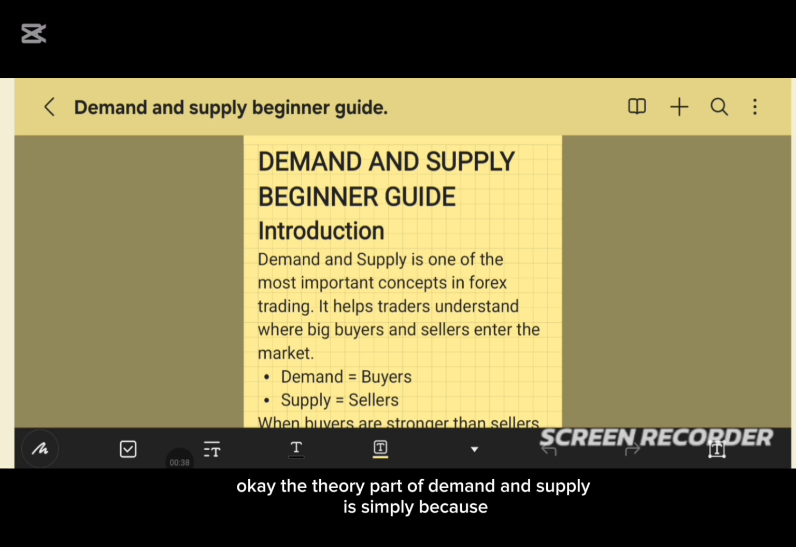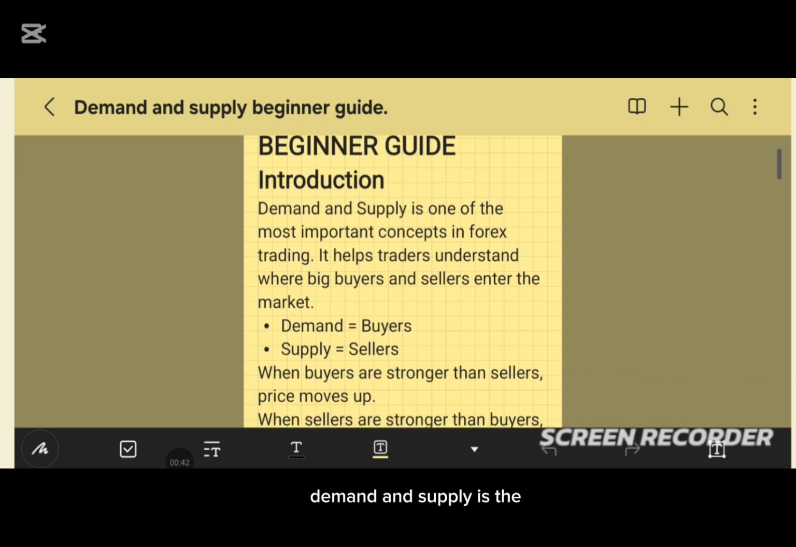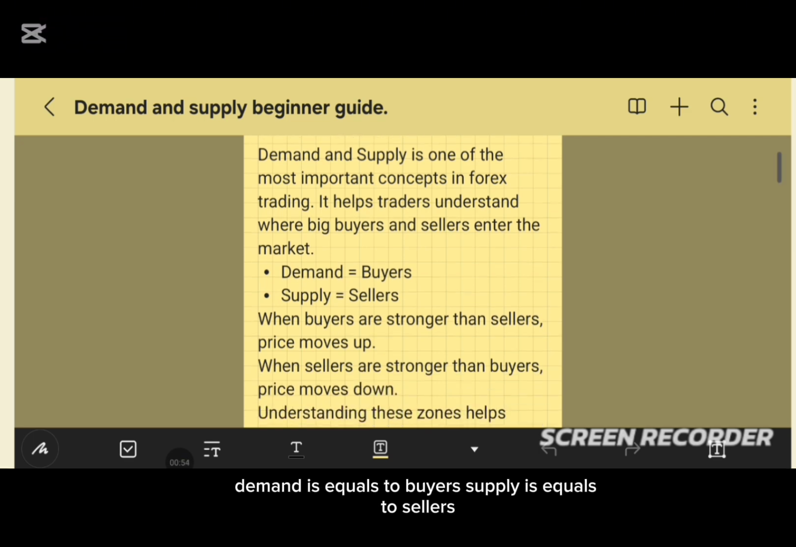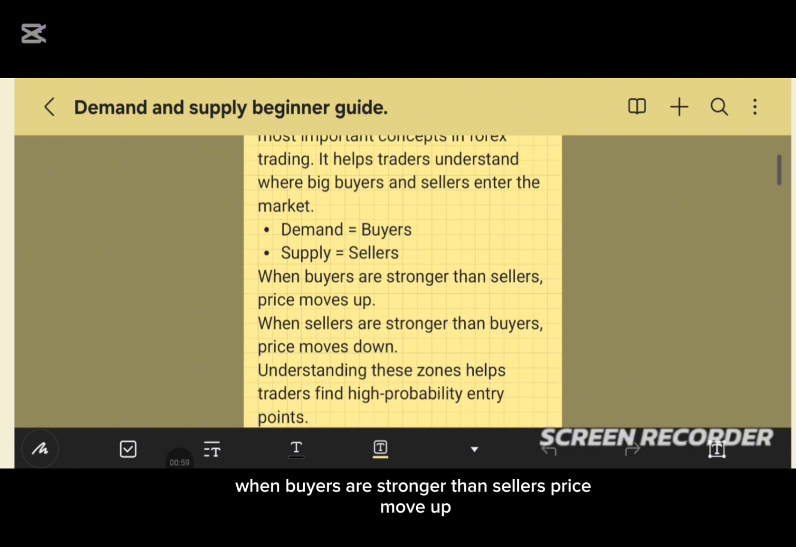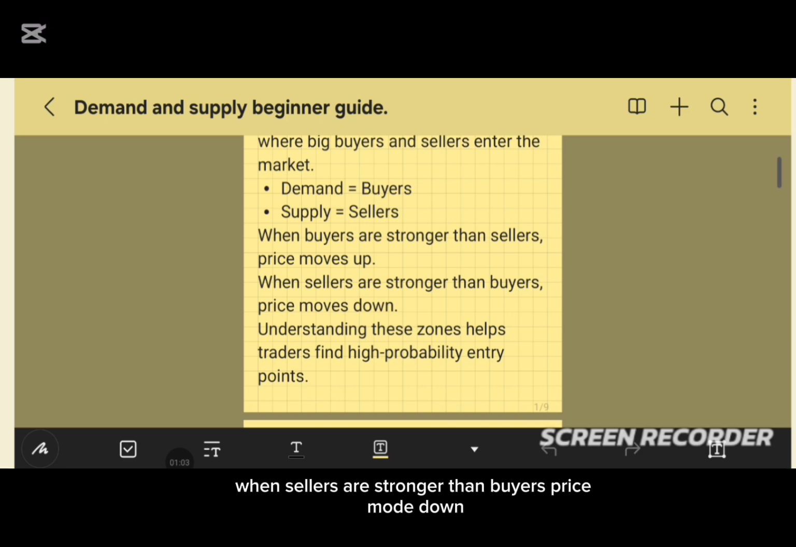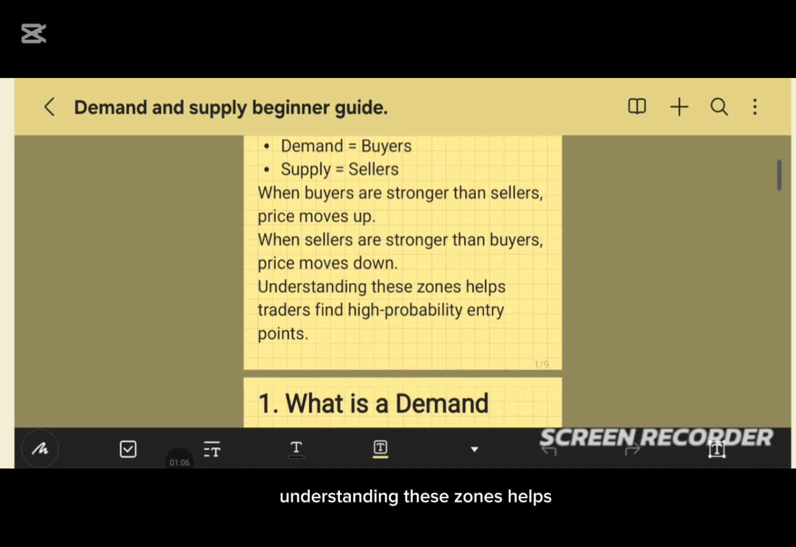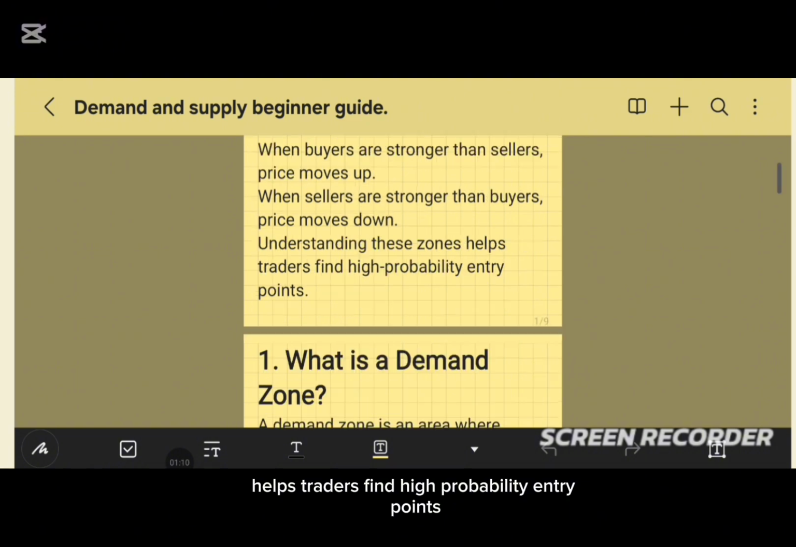Okay, the theory part of demand and supply. Demand and supply is one of the most important concepts in forex trading. It helps traders understand where and when big buyers and sellers enter the market. Demand equals buyers, supply equals sellers. When buyers are stronger than sellers, price moves up. When sellers are stronger than buyers, price moves down. Understanding these zones helps traders find high probability entry points.